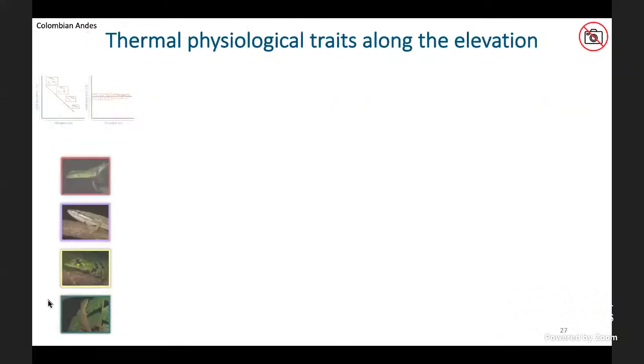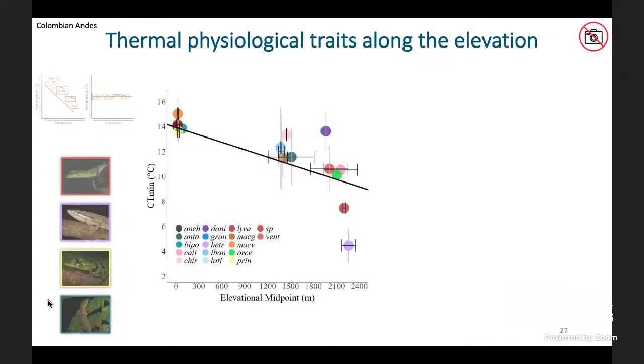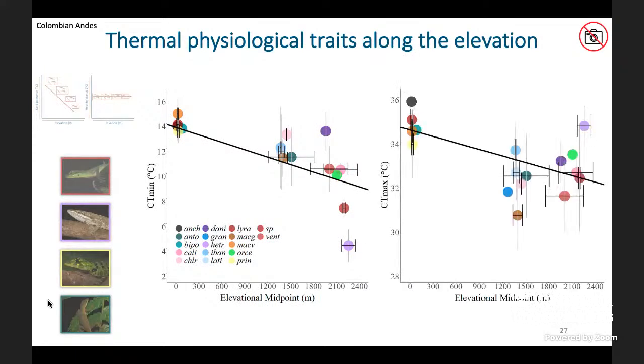And again, we have the same thing. CTmin is decreasing as we go up in elevation. What about CTmax? The same happened. I was like, oh, I have no idea why. So then I thought, okay, maybe both of them are decreasing as we go up in elevation.